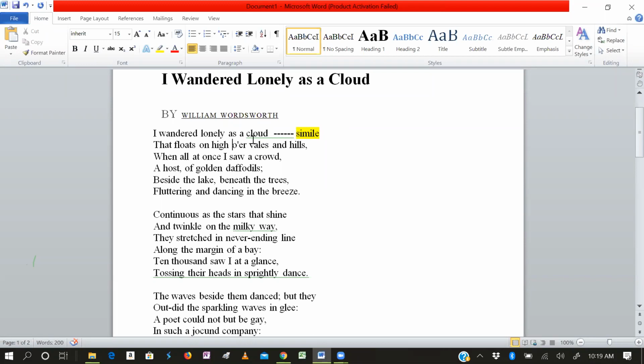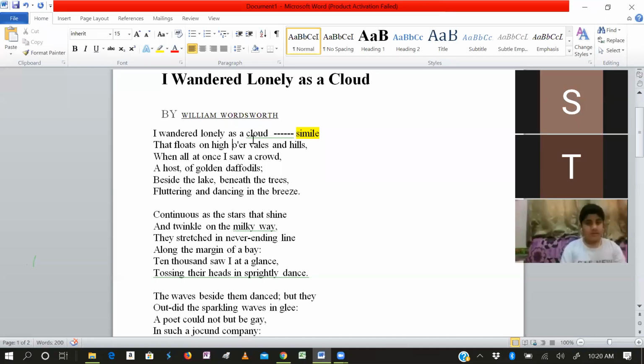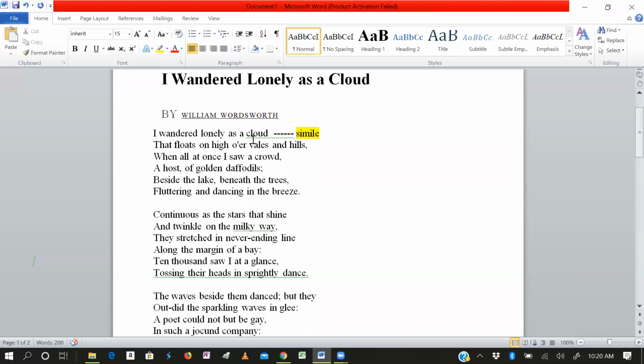The same. He was, as the cloud also moves lonely. So therefore, he has compared himself with the whales and with the cloud. So you have got it. So he has given the explanation about simile. Now move to the third.